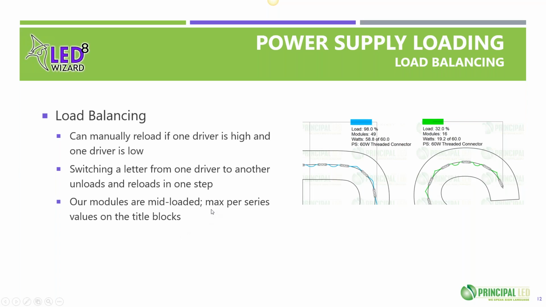So on our title block template, we have a max per series value on the title block. Most of the time that's half of the maximum load. So if we can load 50 modules on a 60-watt driver, the max per series would be 25, and you'd load it in the middle, 25 one way and 25 the other way. Visually you can show this. You can put the driver in the middle of the run, break the run and have the two wires come down, if you want to go to that level of detail.